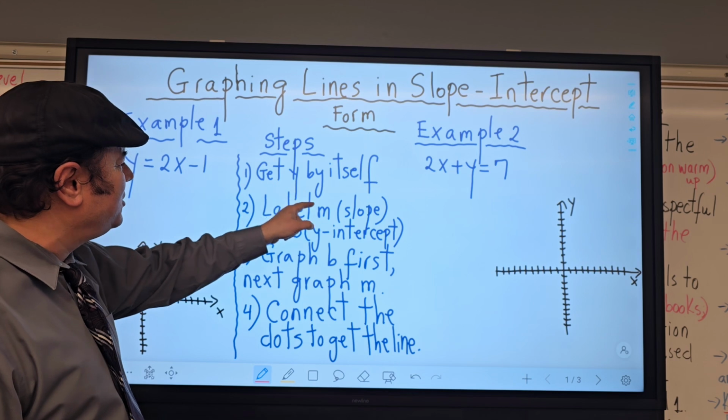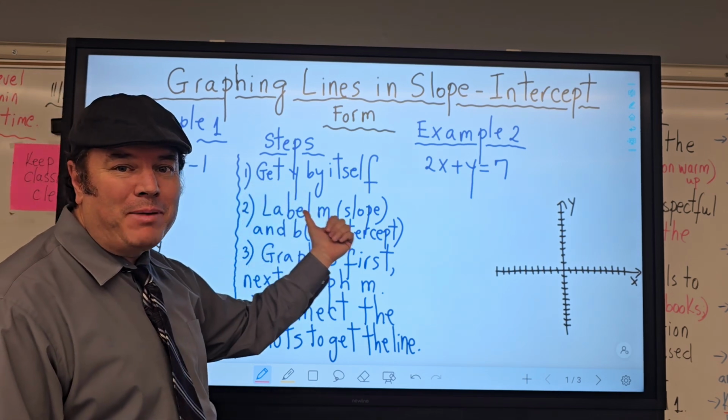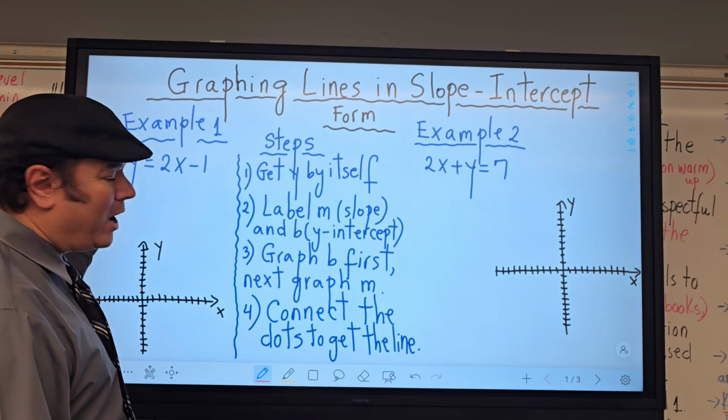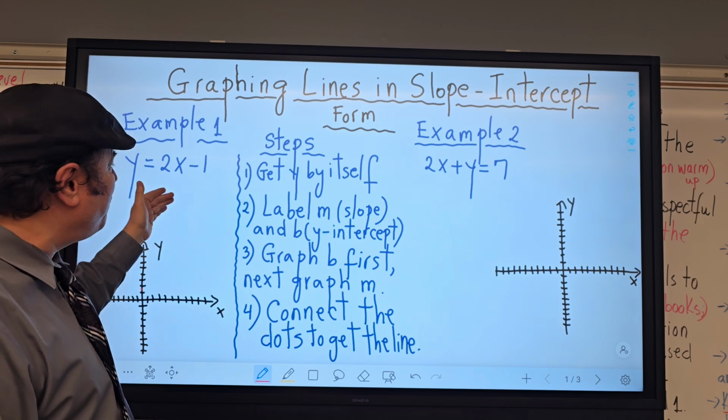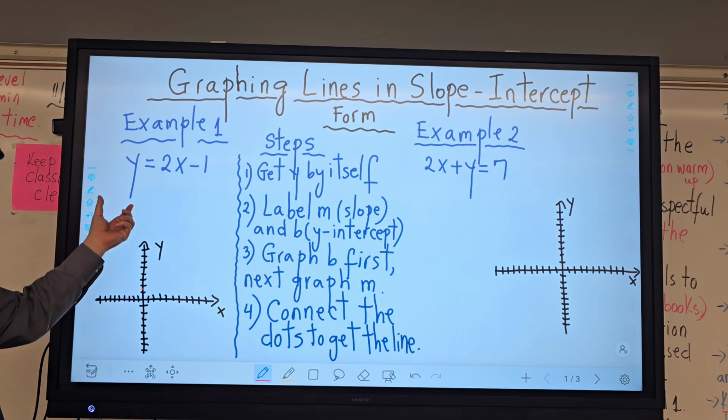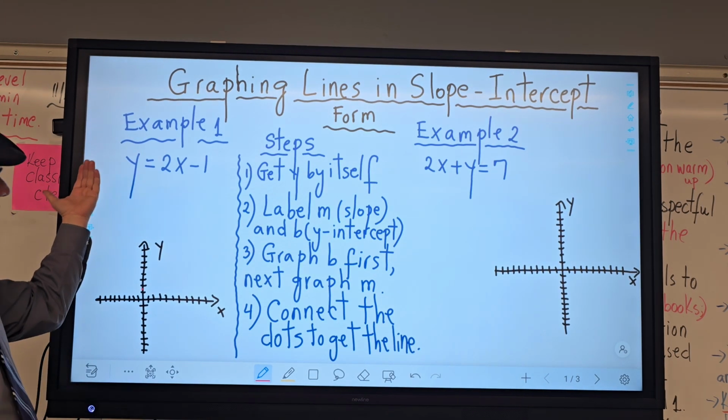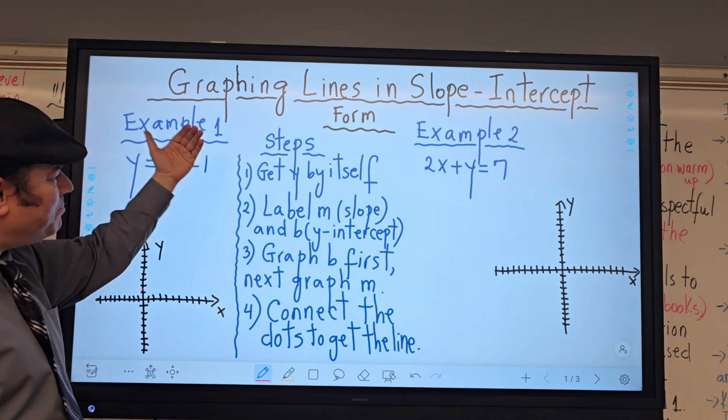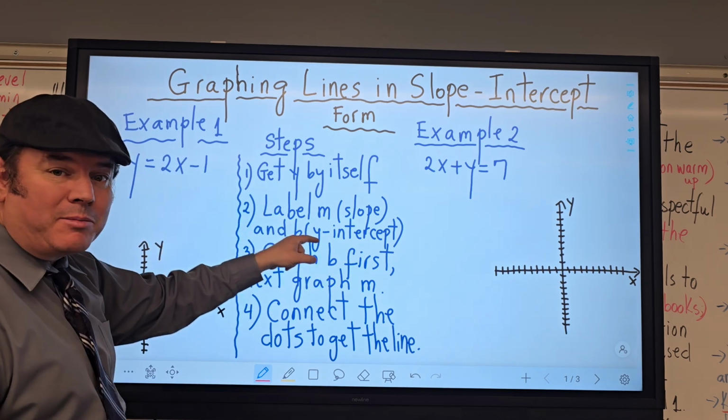So step number one would be to get y by itself. Let's get the equation in the y form. So in this case, y is already by itself, so we don't have to do anything. We need to skip step number one. So let's go to step number two.